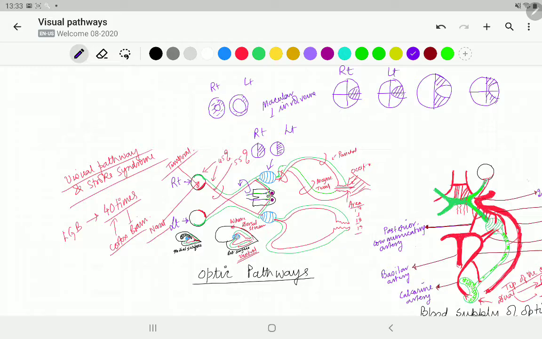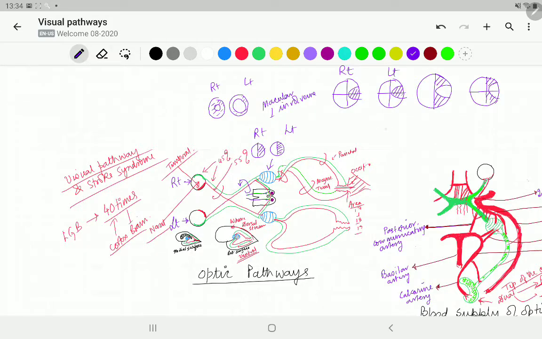And here, with the light reflex, you will still get the relative afferent pupillary defect, because if the lateral geniculate body is affected, the neuron which is synapsing in the lateral geniculate body will be damaged, hence the light reflex pathway will also be hampered. So there might be a relative afferent pupillary defect there as well.